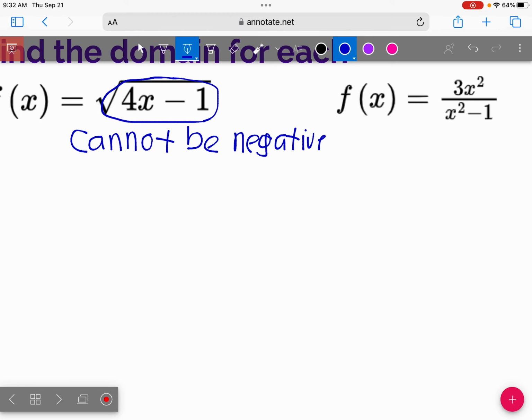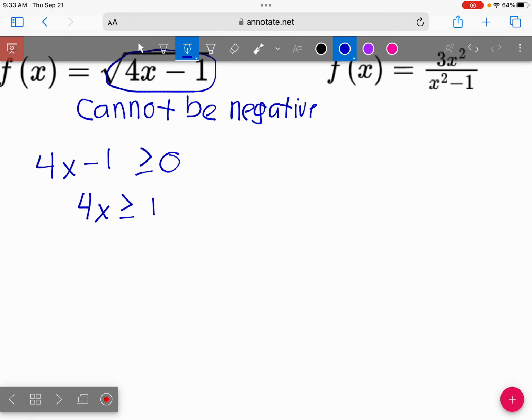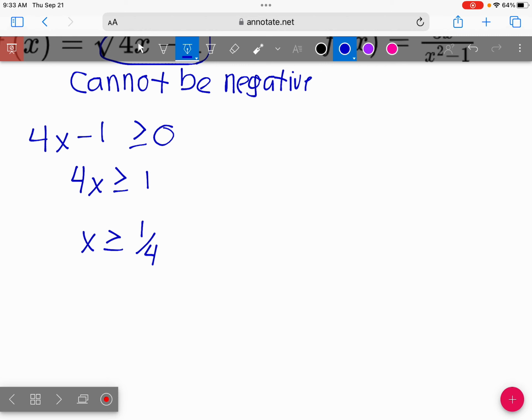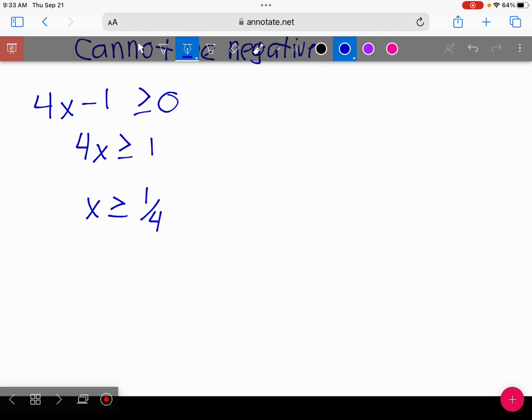So what we need to know is when 4x minus 1 is greater than or equal to 0, right? How can we solve that? Add 1 to both sides. So we get 4x greater than or equal to 1. What does x need to be? Greater than or equal to 1 over 4. So we're going to put it in interval notation. That's our answer right there.